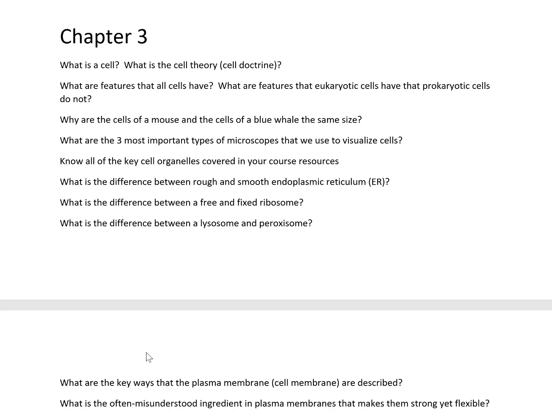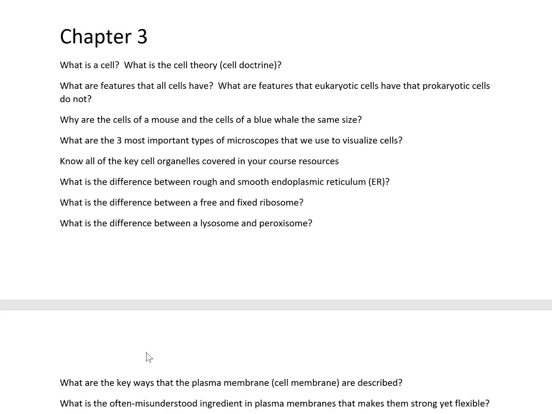All right, what are features that all cells have? And what are features that eukaryotic cells have that prokaryotic cells do not? So all cells are going to have DNA. They're going to have a cell membrane, the plasma membrane, and they're going to have cytoplasm, the cell guts. They'll have all those things. But there are a lot of differences. Different cells are going to have different structures.